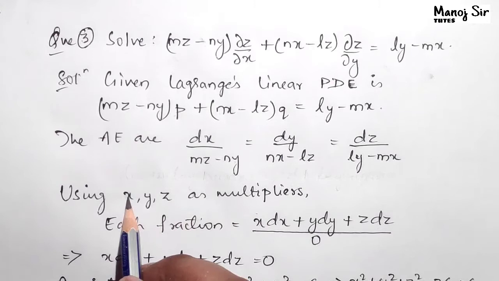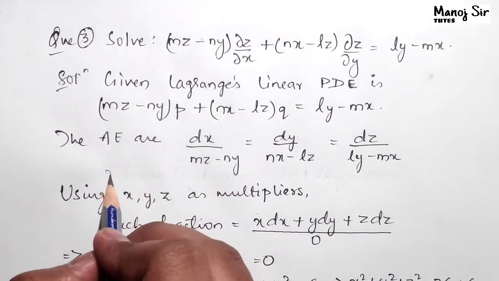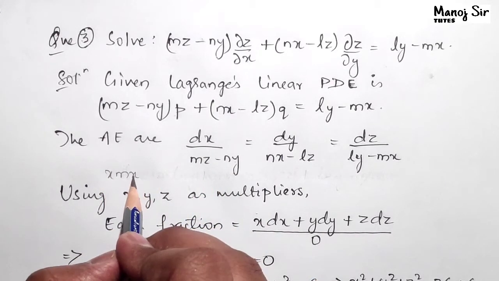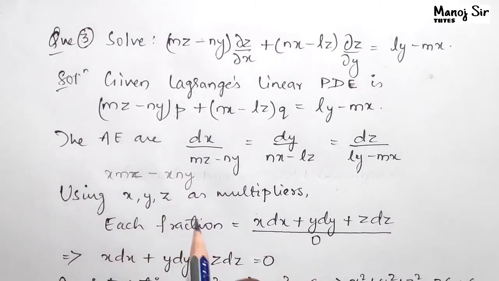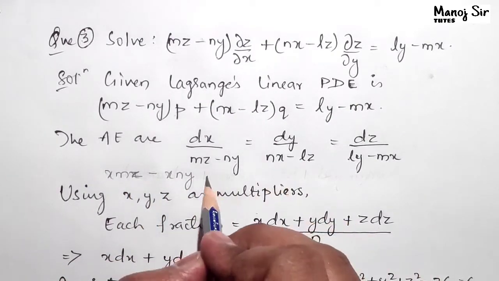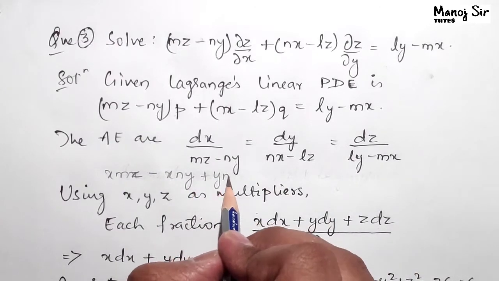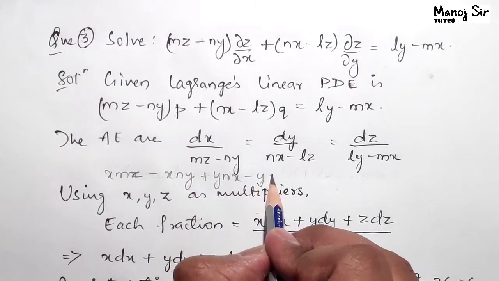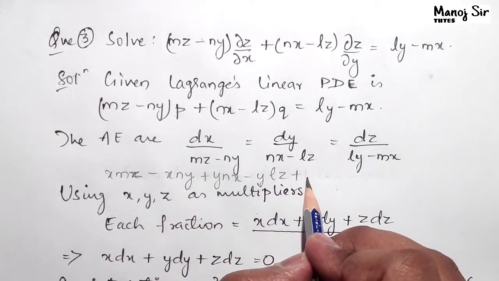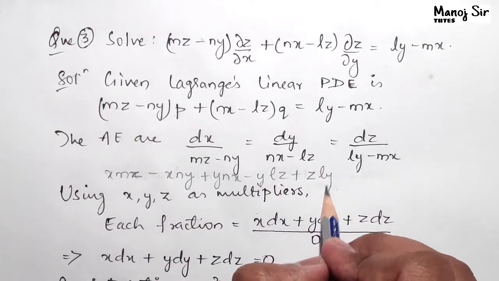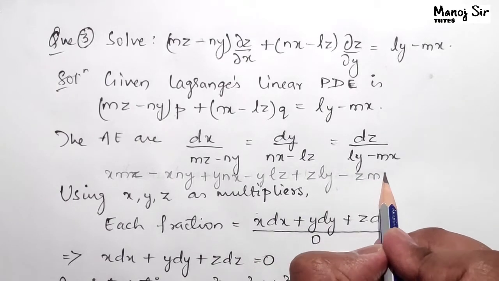Let us see: when x is multiplied with this, that is x into mz minus x into ny. Here we need to multiply y, so y into nx minus y lz. Then we need to multiply z with this, so z ly minus z mx.